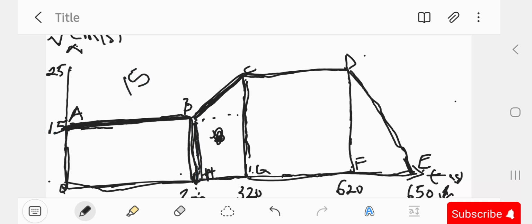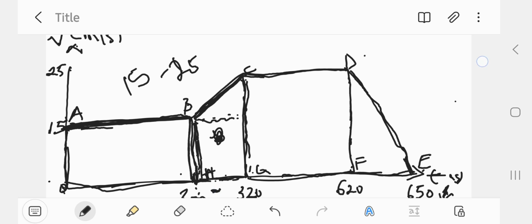15 for the top. For the down is what? 25. So add these two together. Then what is the height? The height is actually either you take this or you take this. And that is the difference between 320 and 300 down here.